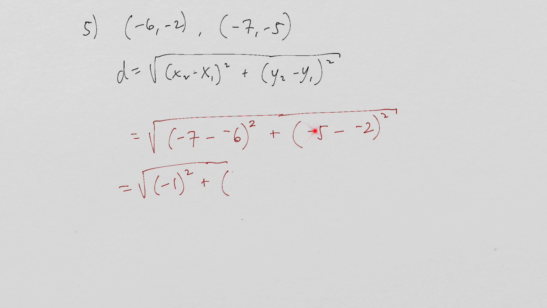And this is a -5 plus 2. -5 plus 2 is a -3. So this is going to be a +1 plus a +9. So this is the square root of 10.